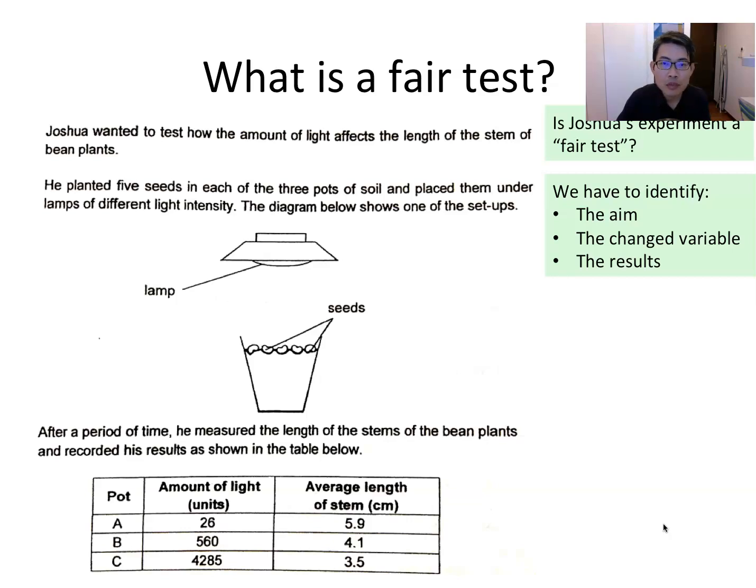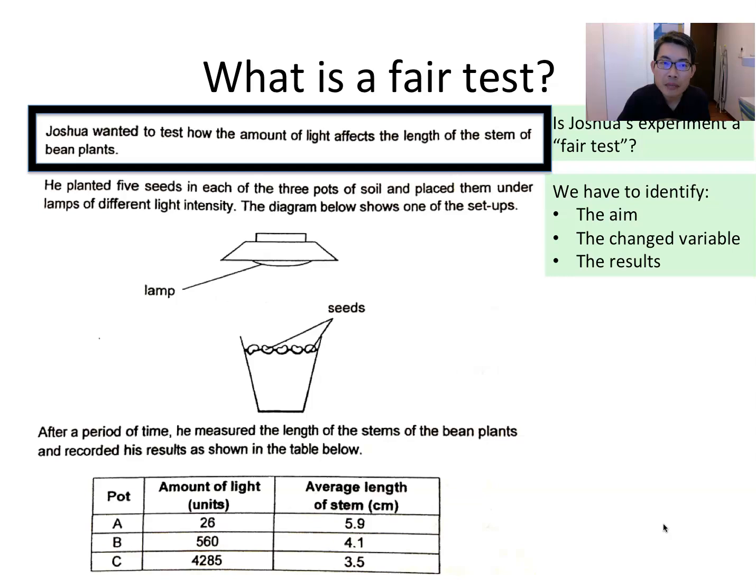Let's take a look. Where is the aim? Clearly, this is the aim: he wanted to test how, to find out. And where is the change variable? You're right, the amount of light. That is the change variable. And let's confirm it. We notice that the lamps are of different light intensity, so they are of different brightness. Alright, and the amount of light here did change, from the dimmest to the brightest.